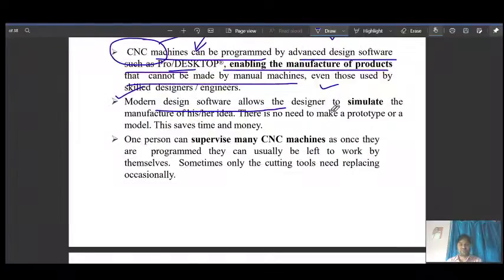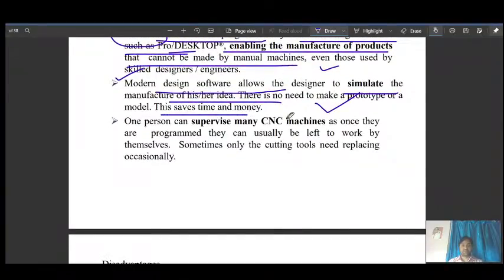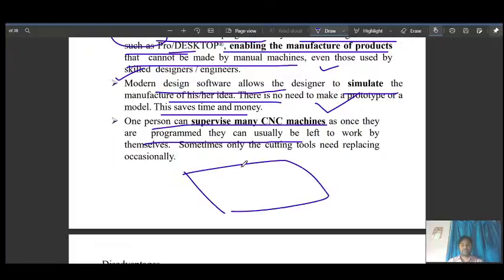Then modern design software allows the designer to simulate the manufacture of his idea. Obviously, it is clear these steps save time and money. Then one person can supervise many CNC machines, and once they are programmed, they can usually be left to work by themselves. So generally on a shop floor, there is one CNC machine, a second, a third, a fourth CNC machine, and there is only one operator operating all the machines.